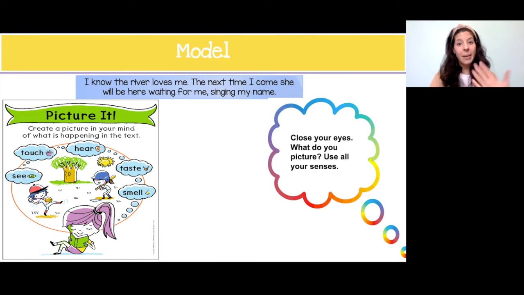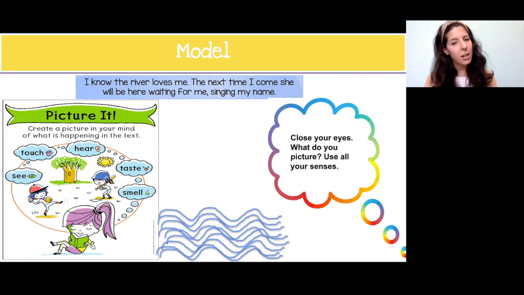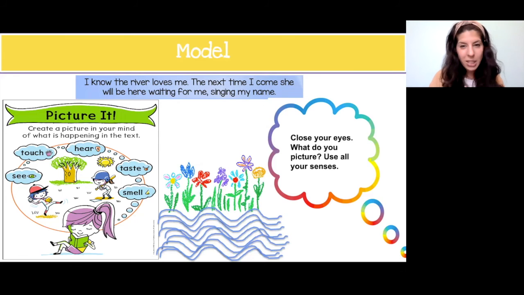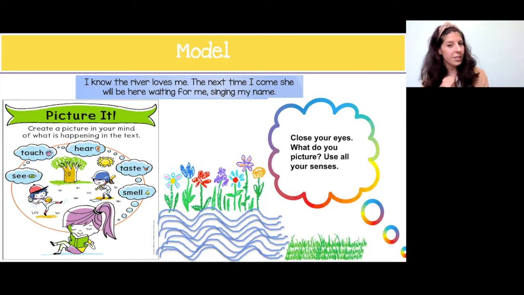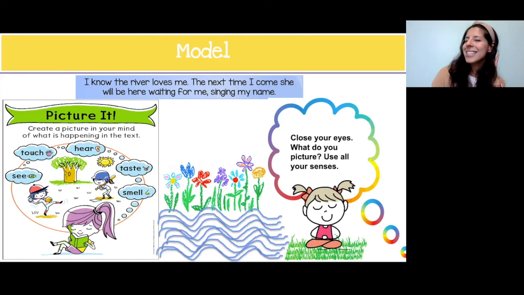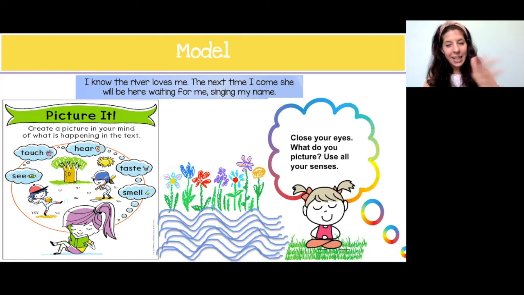I do too. Let me show you what I think I would draw for this page, for this text. Of course, a river, right? Because I know the river loves me is the first sentence. I know that there's going to be a river in my picture. And in my picture, I think there will be lots of colorful, soothing looking flowers and maybe a little patch of grass on the side. And I would be sitting on that patch of grass, my eyes closed, listening and smelling and thinking about all the different sounds around me while I sat at the river. That's what I visualized when I read the text. Yours may have looked different, and that's okay.